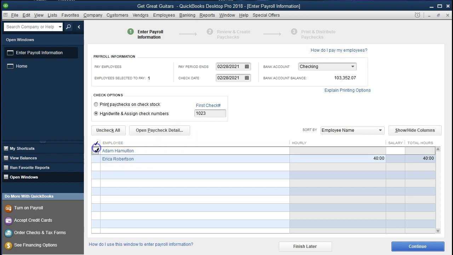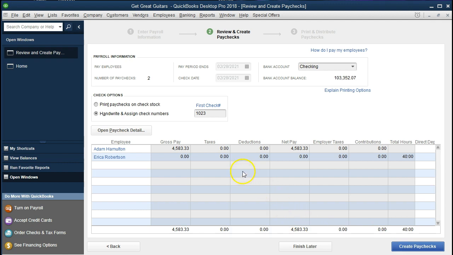We're going to select our 2 employees here. We've got Adam and Erica, and say continue. We will continue with this. And then what we need to do is go through here. We got the gross pay but no taxes, no deduction, and no employer taxes. That's because we're using the manual system and we got to calculate those manually.